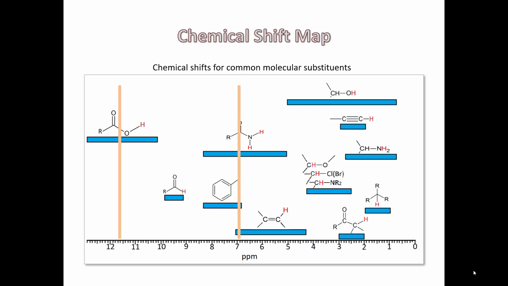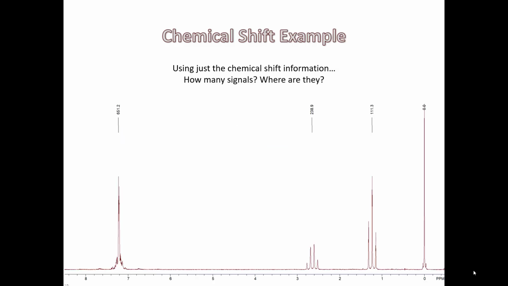If you're looking at something that's around 7 ppm though, you'll notice that there are different substituents that give a chemical shift in that range. Likewise, if we're down below 3 ppm, there's a lot of different groups that show up in that area. While chemical shift is important, it's not the be-all end-all of determining what your sample is. So let's take a look at an example.